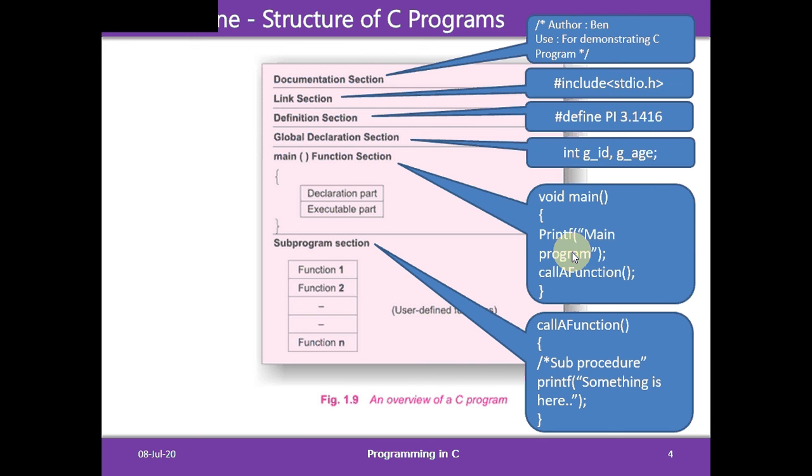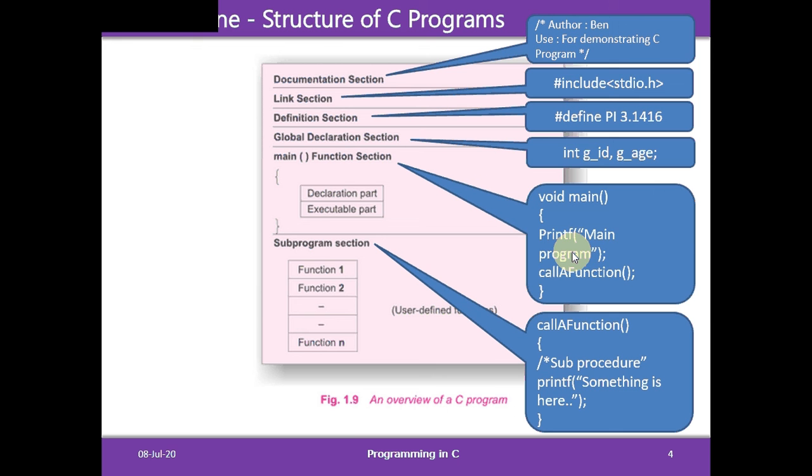So printf main program: the printf statement is used for printing whatever you give inside the double quotations, and then the call of function is a function itself. The function name is called, so we are calling the function using call a function, and the open and close parentheses will be followed by a semicolon.